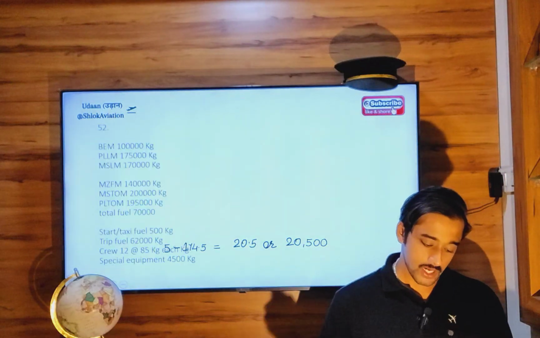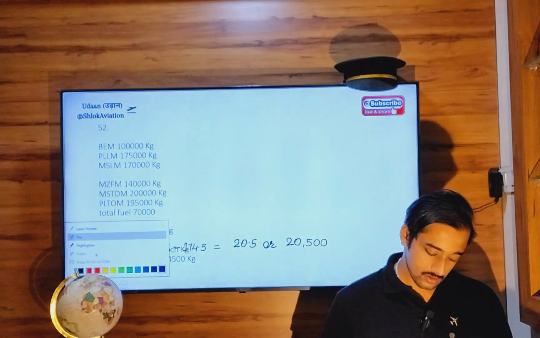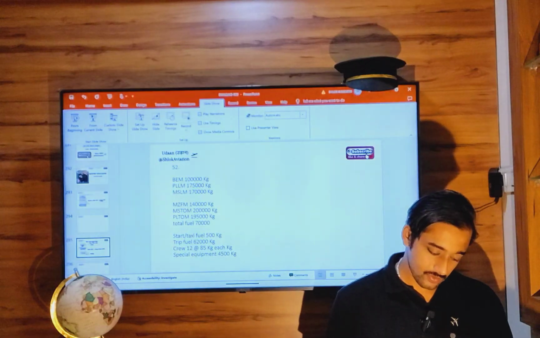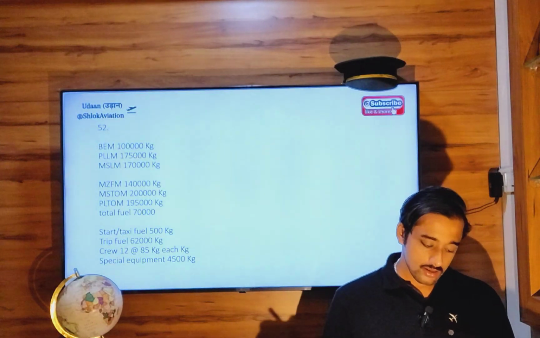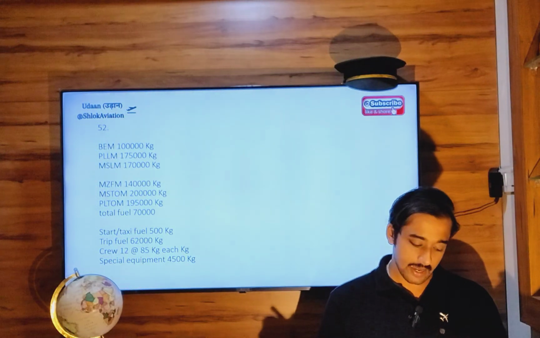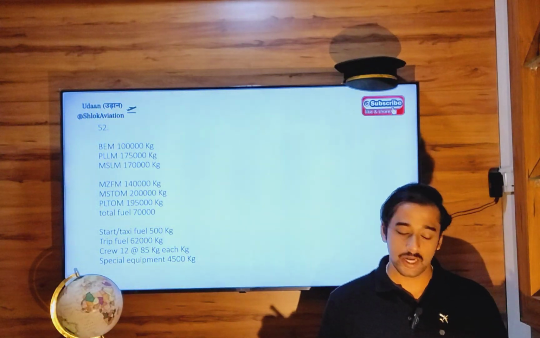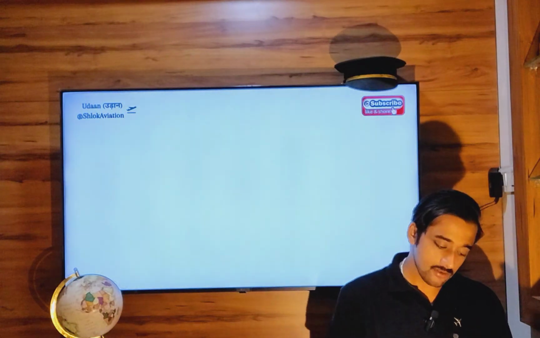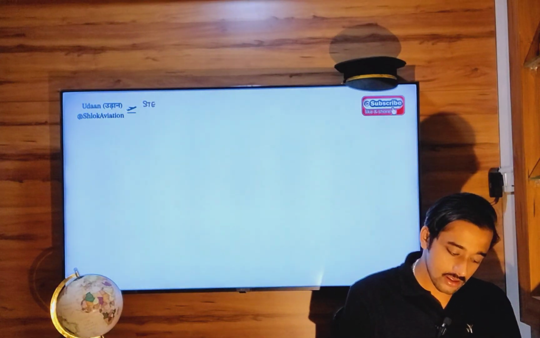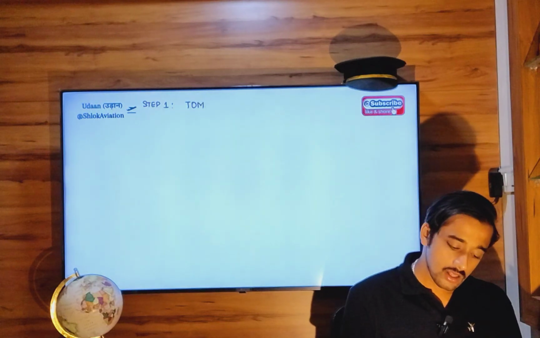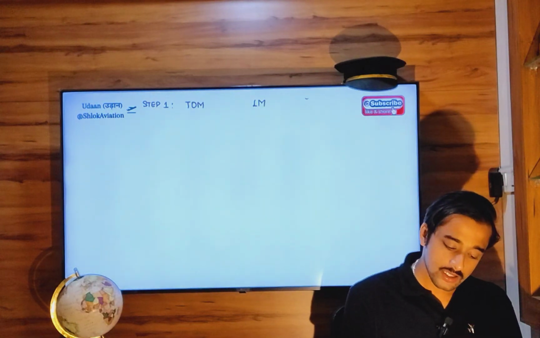Let's go to question 52. Again, similar information is given to you: basic empty mass, landing mass, zero fuel, takeoff mass, etc. We have to find traffic load. So let's start with our usual step 1: takeoff mass, landing mass, zero fuel mass.